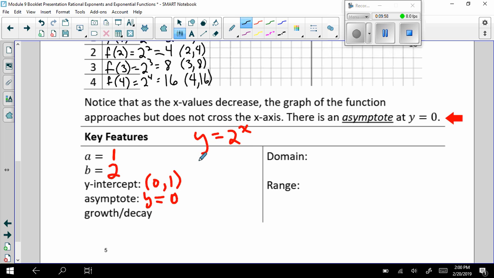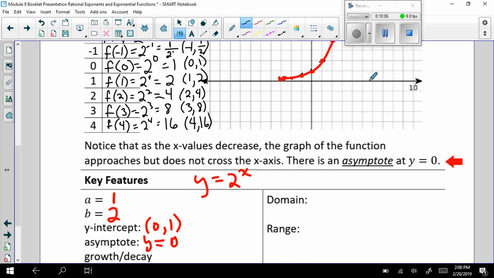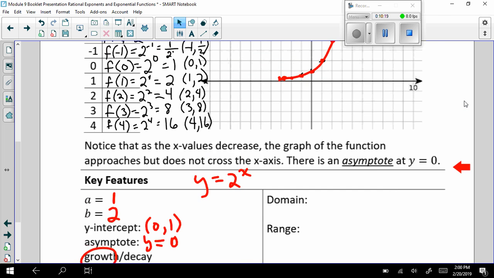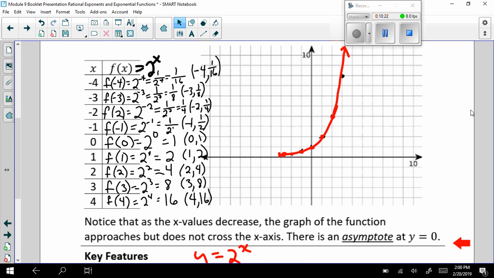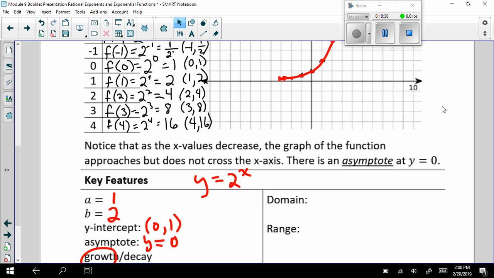Now this one, as the values of x are getting bigger and bigger, the graph is going up. So this one is growth. Notice also our base is bigger than 1. Okay? Now, domain and range. Domain is all real numbers because if I look left to right, on the left I have an arrow, and on the right I have an arrow. So my domain is all real numbers.